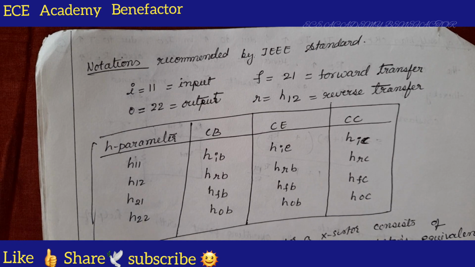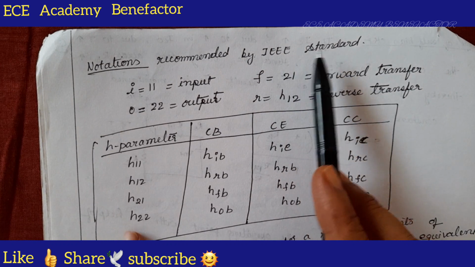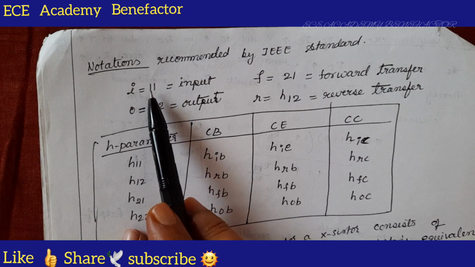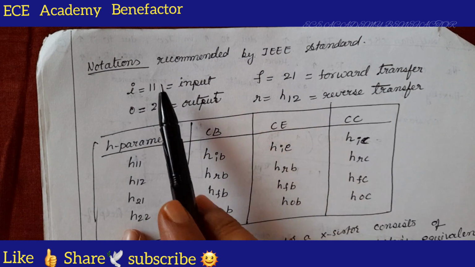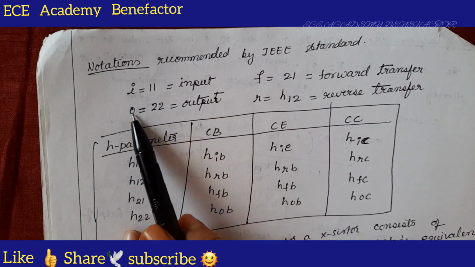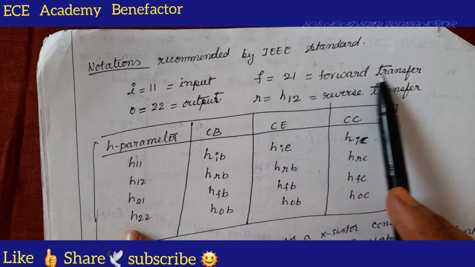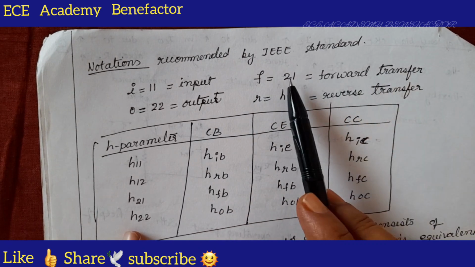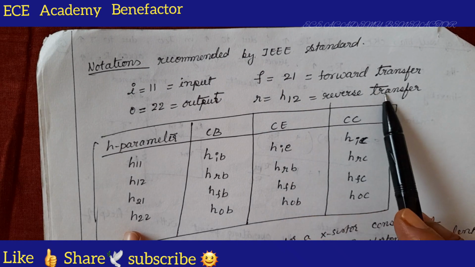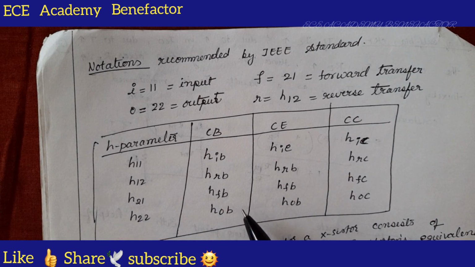We have seen how to draw the model. These are the notations recommended by the IEEE standard. The input side is I, the first number is 1. So I is input, and 2 means O, output. F means forward transfer, and H12 means reverse transfer. This is how we need to remember.